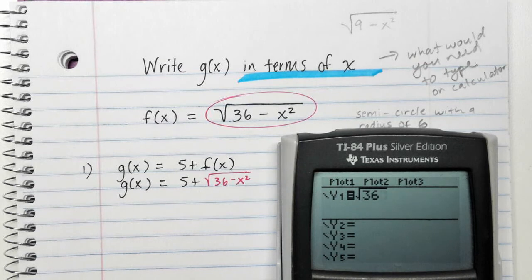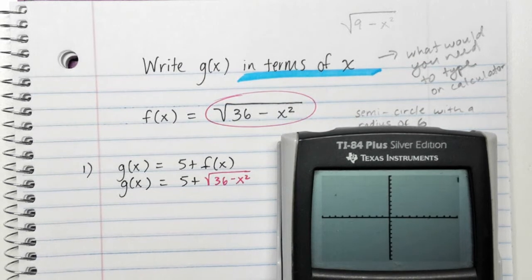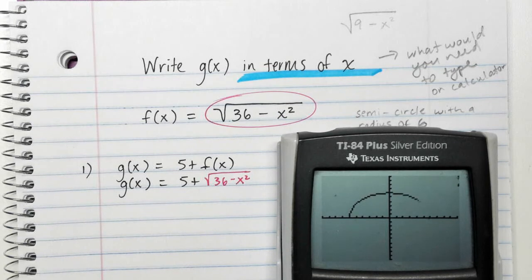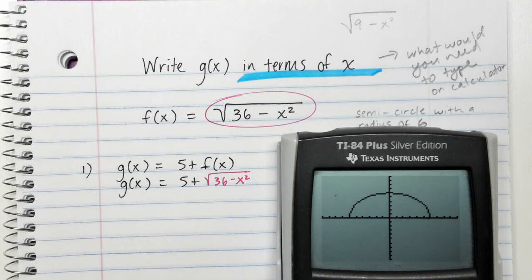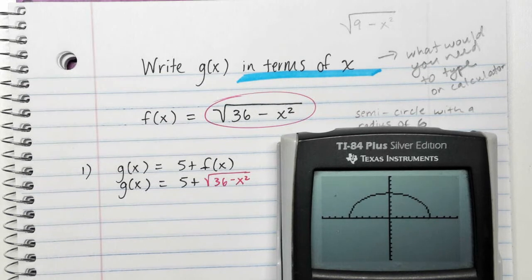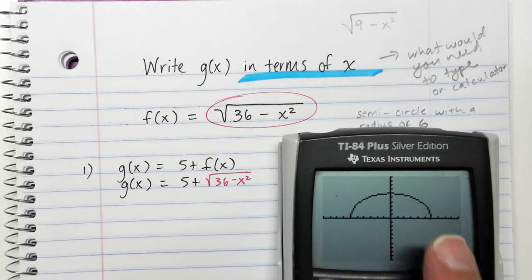So, I'm going to graph the original function first. Semicircle with a radius of 6. Why does it not look like a semicircle? Because the screen is a rectangle, not a square. That's why the ratio is not 1 to 1. It is like 4 to 3 or something like that.